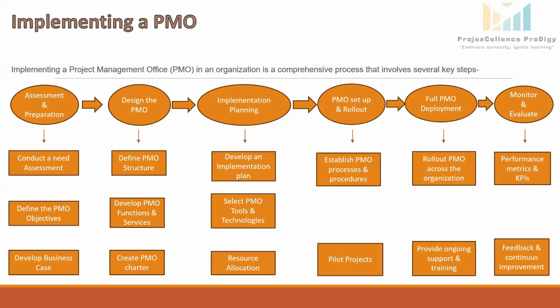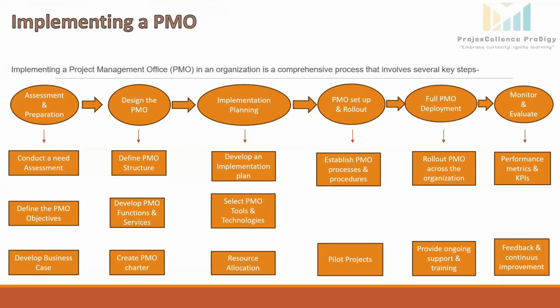Once this exercise is done, then we will define the PMO objectives. So the PMO objective should be aligned with the organization's strategic goal. It should be SMART, meaning specific, measurable, achievable, relevant, and time bound.